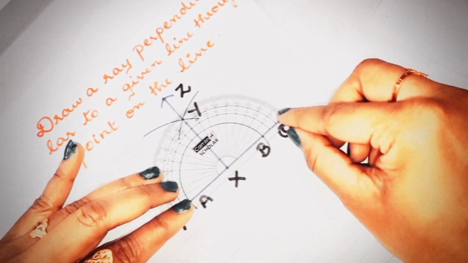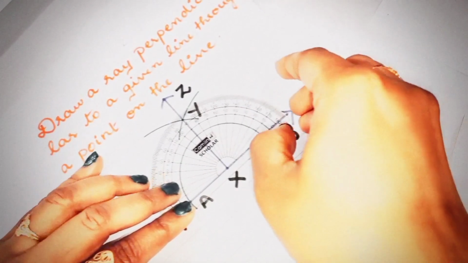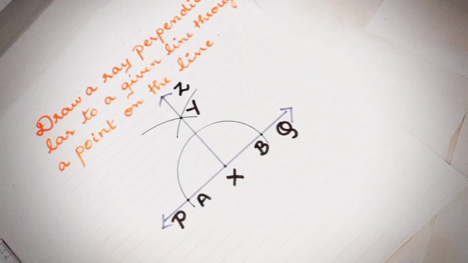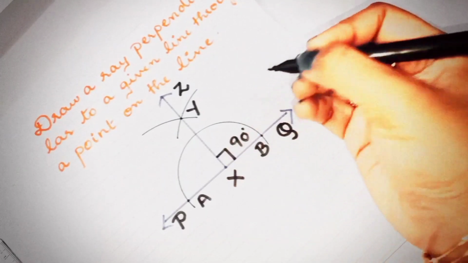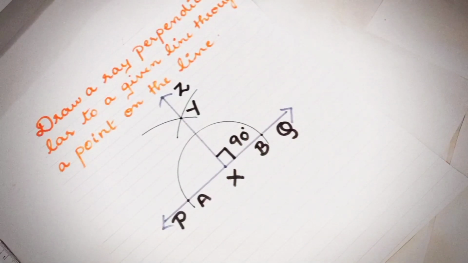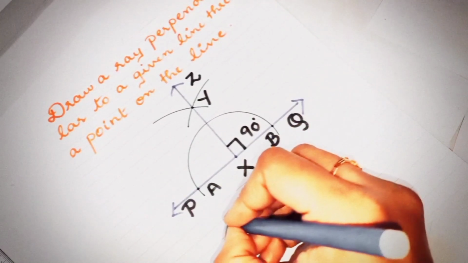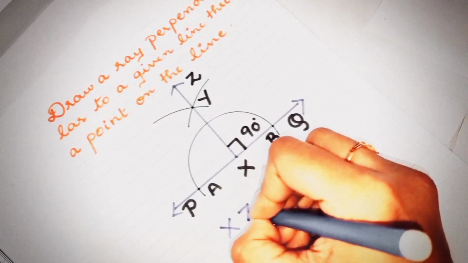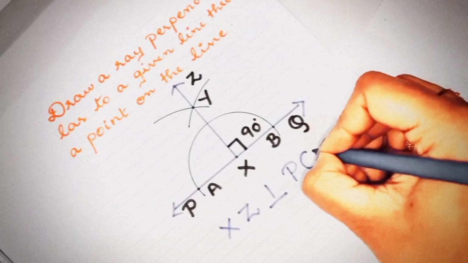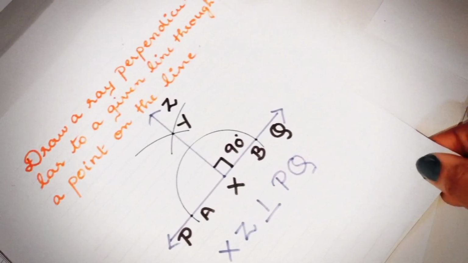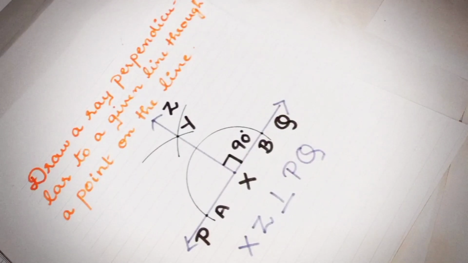Let us now check with the protractor whether angle ZXQ is equal to 90. We can see that it is 90 degrees. Hence we write it down over there. So we have angle ZXQ is equal to 90 degrees. Therefore, we have got the ray XZ perpendicular to the line PQ. So this is how we draw a ray perpendicular to a given line through a point on the line.